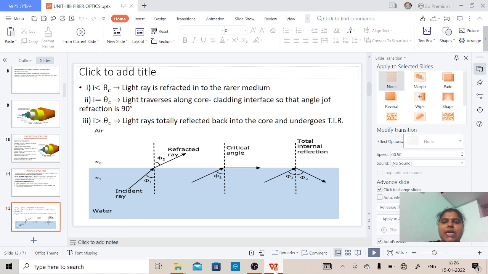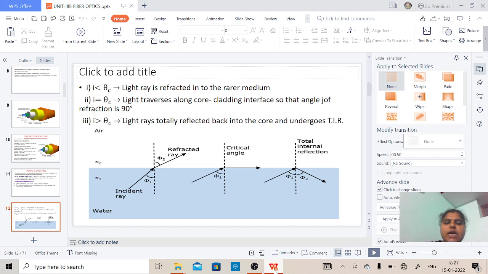And next, we are dealing with the critical angle. Let us see what is the critical angle position, what is the normal incident position, and what happens. So we have three conditions, that is i less than theta c, i equal to theta c and i greater than theta c. i is the angle of incidence and theta c is the critical angle. Let us see i less than theta c. The light ray is refracted into the rarer medium.